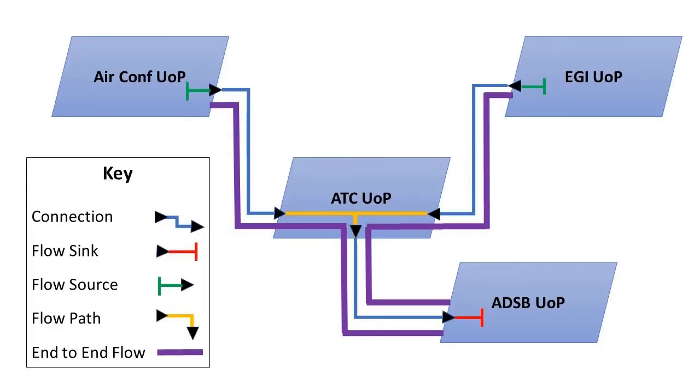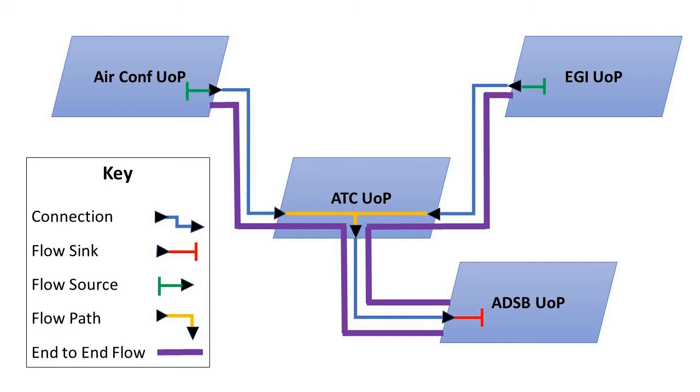In AADL, there are four types: flow sinks, flow sources, flow paths, and end-to-end flows. A flow source is the origin of a data flow, and a flow sink is the termination of that flow. A flow path defines the path through a component that a data flow follows from input to output. End-to-end flows define the paths that information travels from a flow source to a flow sink. Like other AADL components, flows have a type and an implementation.